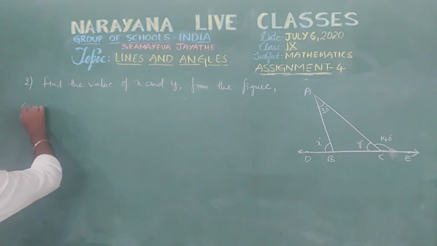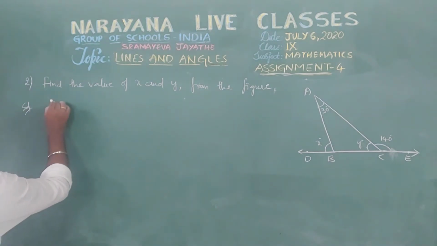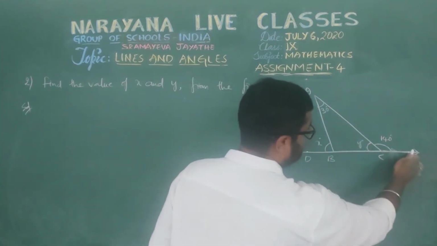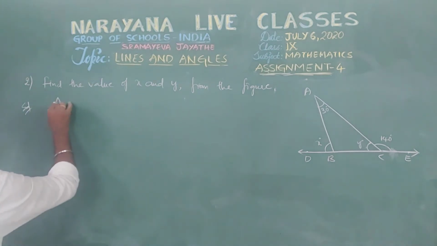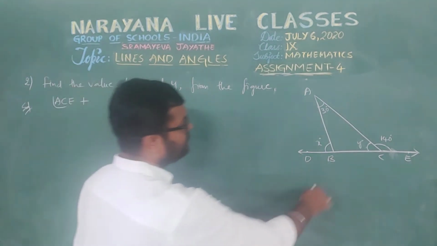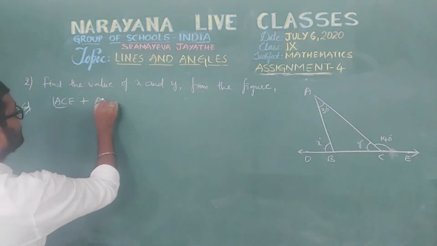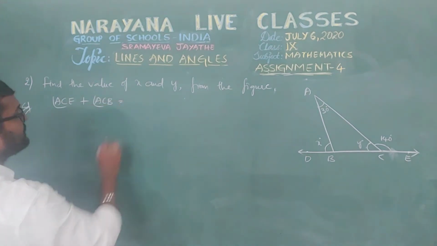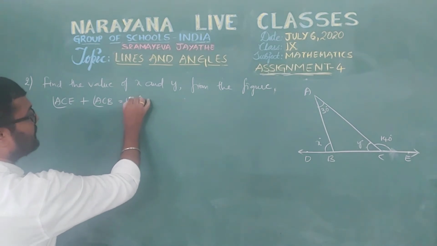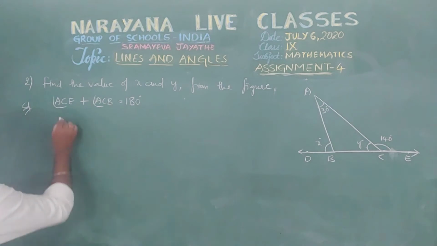So here, angle ACE plus angle ACB is equal to linear pair, meaning 180 degrees. The linear pair angle sum is always 180 degrees. Now angle ACE is how much? 140.